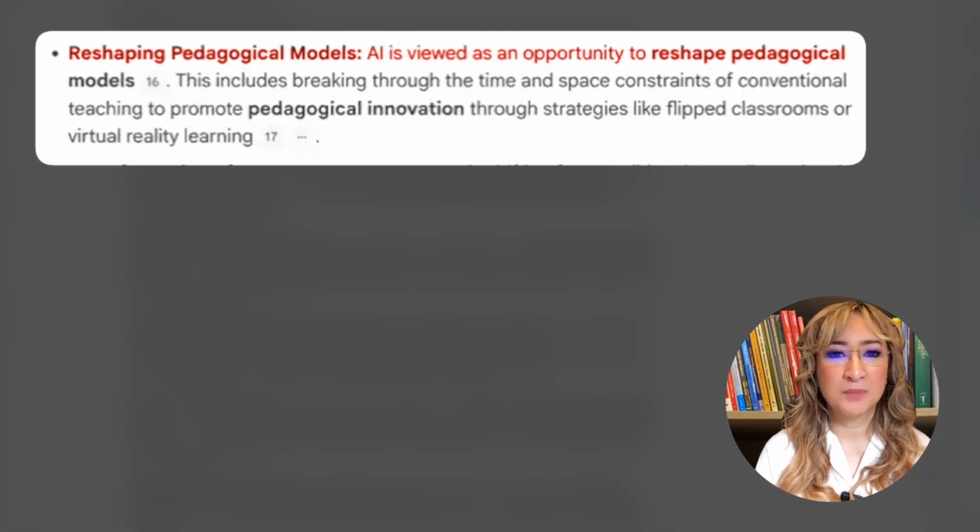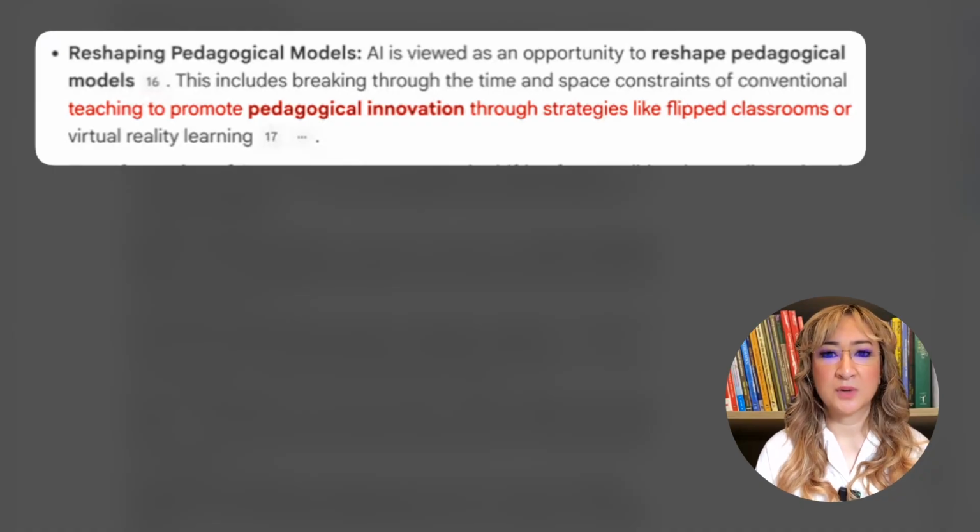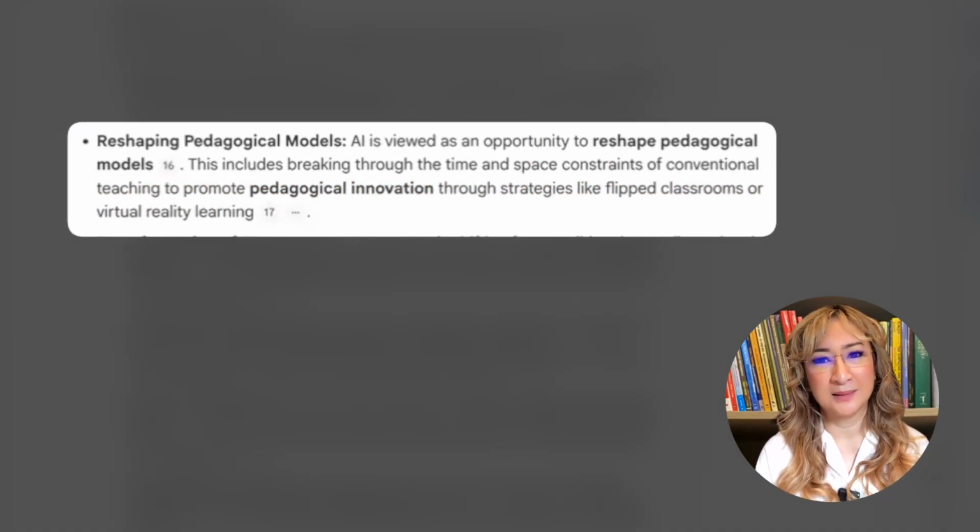Reshaping pedagogical models. AI is viewed as an opportunity to reshape pedagogical models. This includes breaking through the time and space constraints of conventional teaching to promote conventional innovation through strategies like flipped classroom or virtual reality learning. Okay. That's what I think is quite low level in terms of using AI. Flipped classroom has been around for a very long time.